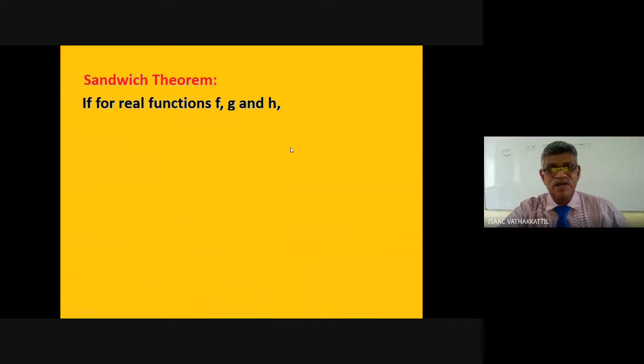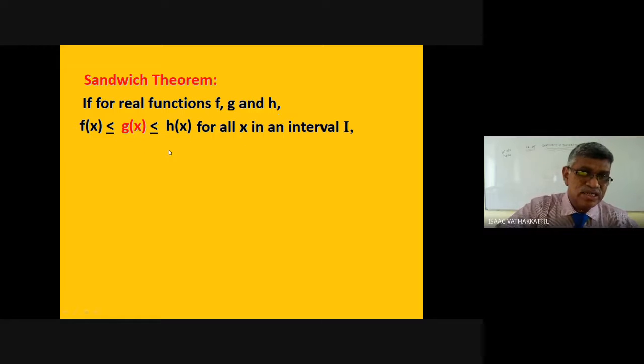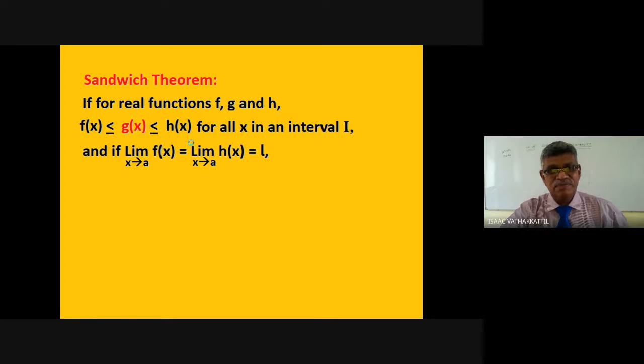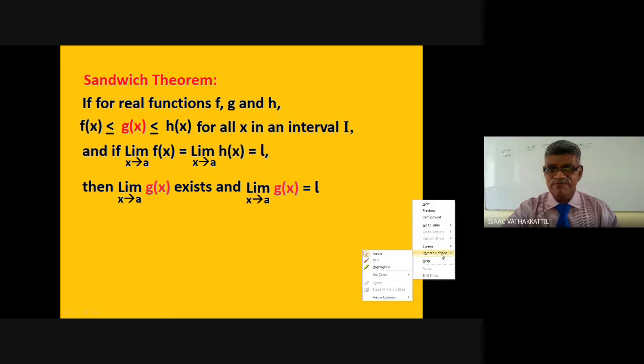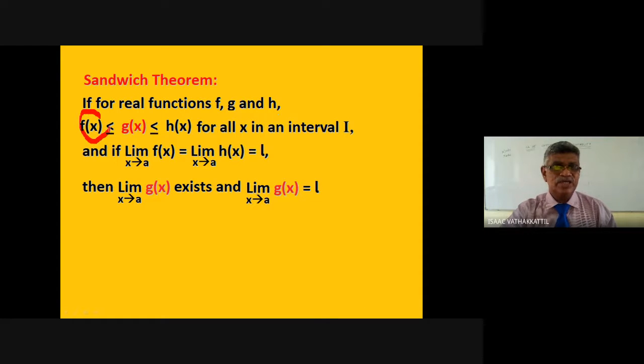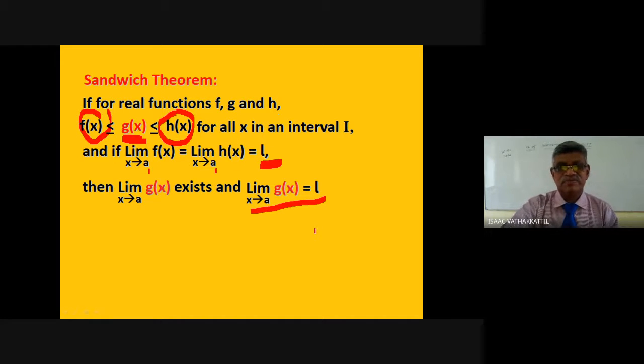What is the sandwich theorem? If for real functions f, g and h, f(x) is less than or equal to g(x) less than or equal to h(x) for all x in an interval, and the limit of f(x) and the limit of h(x) at a particular point are equal to L, then without knowing the limit of g, we can directly say the limit as x tends to a of g(x) is also equal to L. See, if one function g(x) is sandwiched between f(x) and h(x), and these f(x) and h(x) have the same limit L at a particular point a, then g(x) also has the same limit at that point. That is the sandwich theorem. Okay?